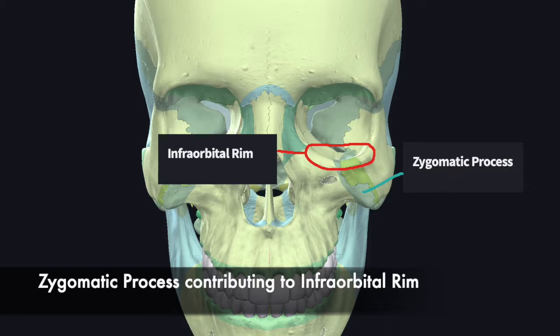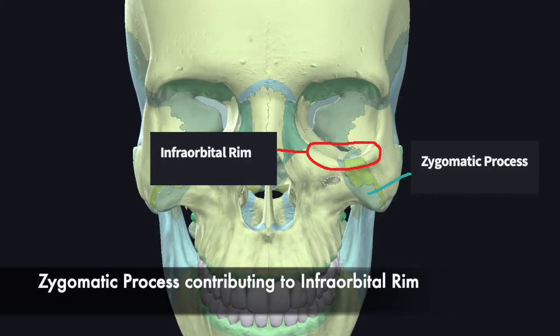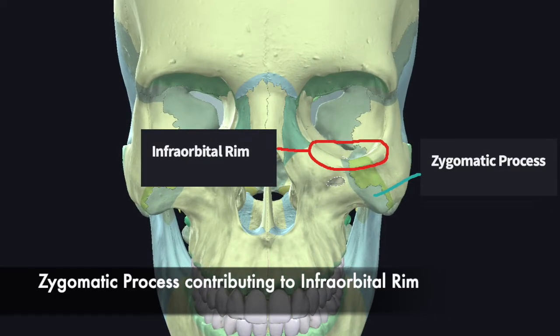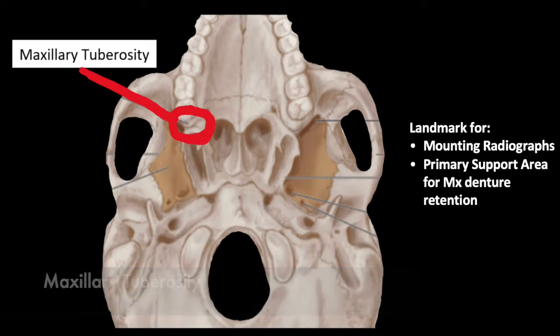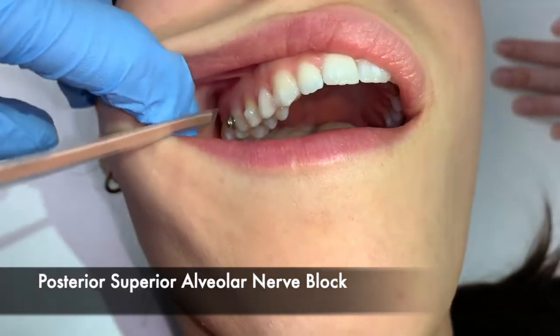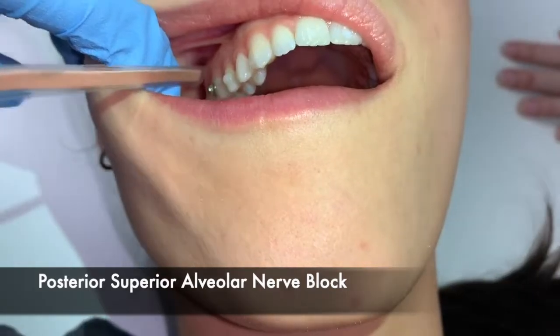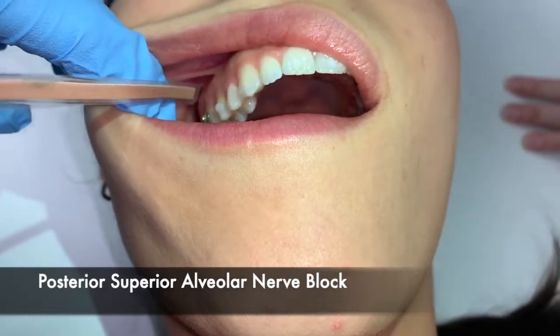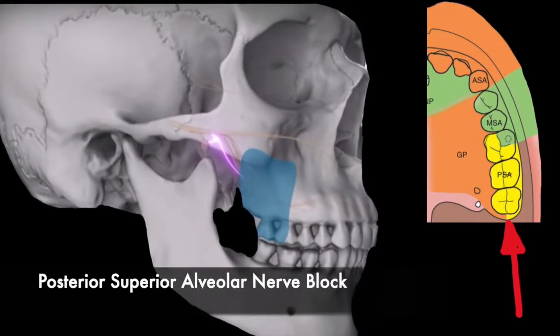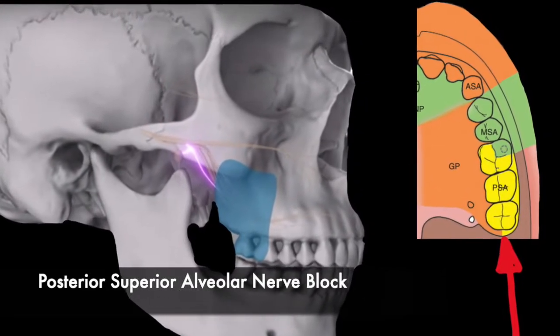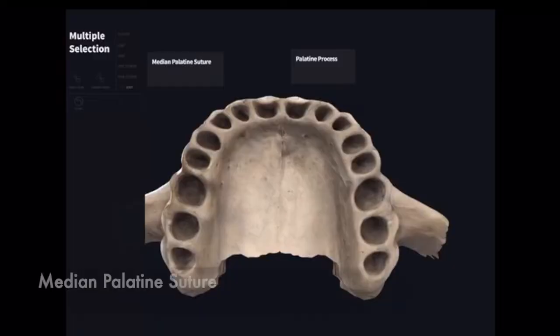Each zygomatic process of the maxilla articulates with the zygomatic bone, completing the infraorbital rim. On the posterior portion of the body of the maxilla is the maxillary tuberosity. The maxillary tuberosity and posterior superior alveolar foramina are landmarks for the posterior superior alveolar block, which anesthetizes all maxillary molars and adjacent buccal gingiva, with the possible exception of the mesiobuccal root of the first maxillary molars.